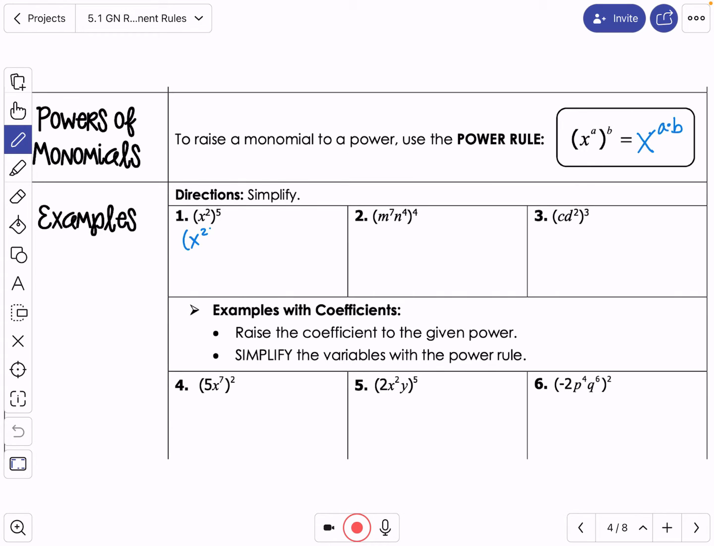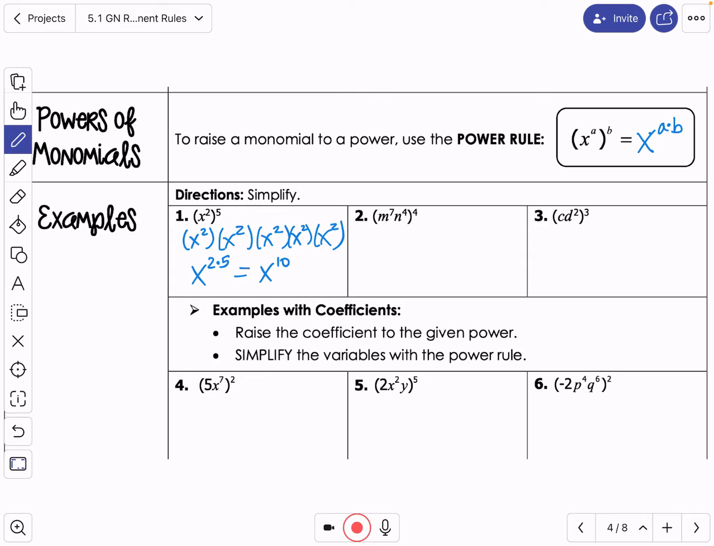Remember, that really is saying you have x raised to the second multiplied by itself 5 times. That's really what an exponent is designed to be. So then you can see it's x raised to the 2 plus 2 plus 2 plus 2 plus 2, 5 times, or x raised to the 2 times 5, or x raised to the 10th.